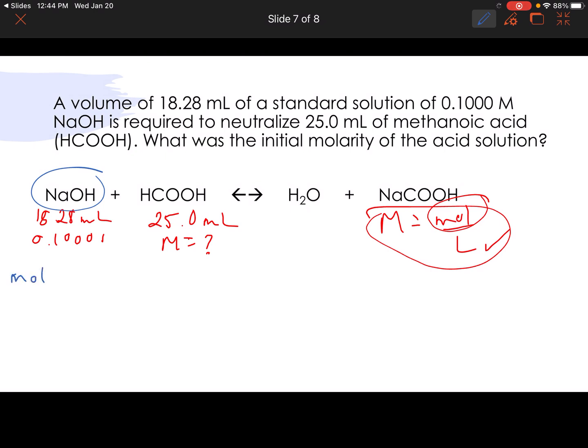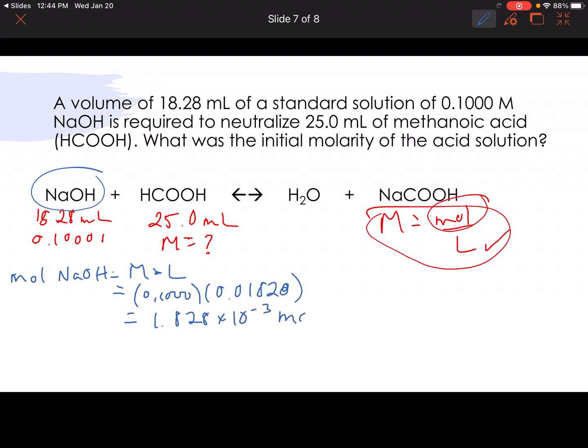So moles of NaOH is going to be equal to molarity times liters. I just rearranged that equation to find that. So this is going to be 0.100 multiplied by 0.01828, because I'm going to change that into liters. And I get an answer of 1.828 times 10 to the negative 3 moles of sodium hydroxide.